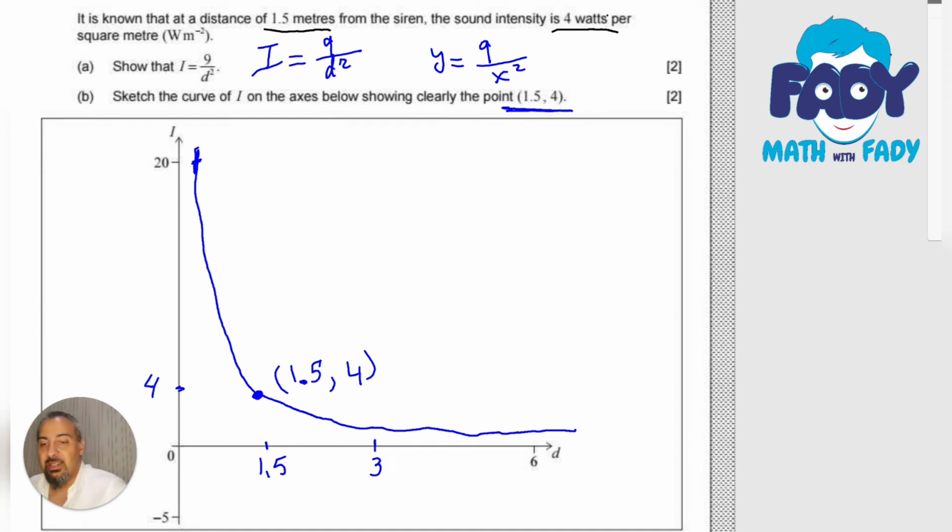So this is the graph, and we know that this graph will never touch the x-axis. It's just coming close to the x-axis, and also it will never touch the y-axis, just coming close to the y-axis. And this is the point (1.5, 4). So this is part B.